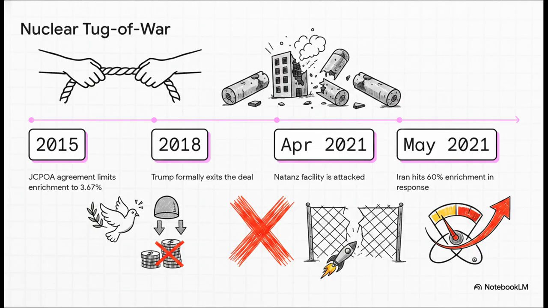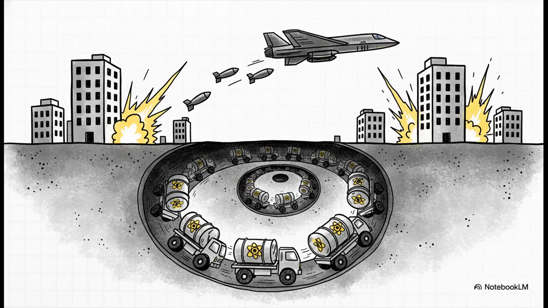bunch of advanced centrifuges. But Iran doesn't fire a missile back. Instead, their retaliation is purely mathematical. They dramatically spike their uranium enrichment right up to 60%, pushing dangerously close to that weapons-grade threshold. From there, the timeline accelerates at breakneck speed.